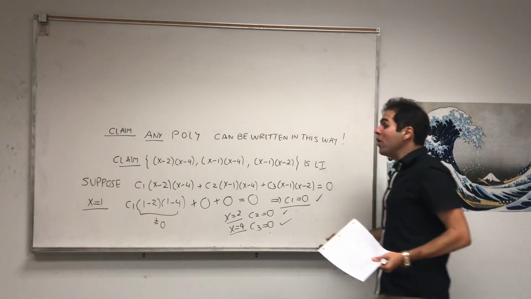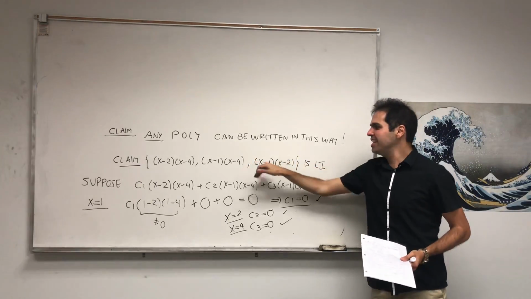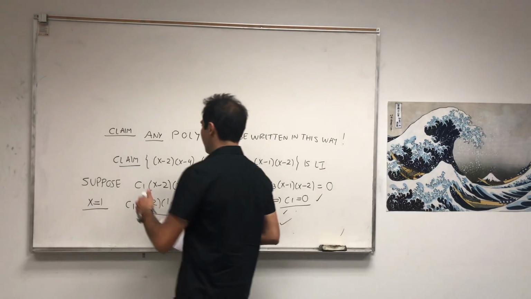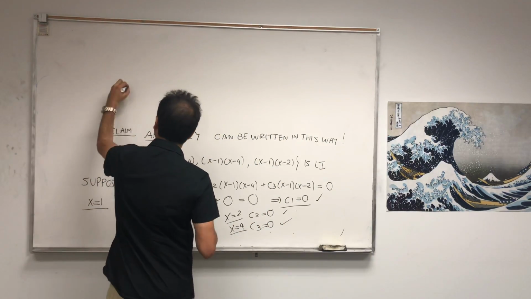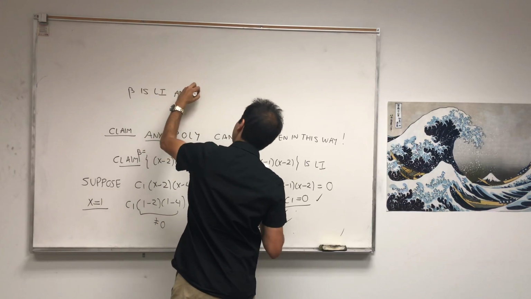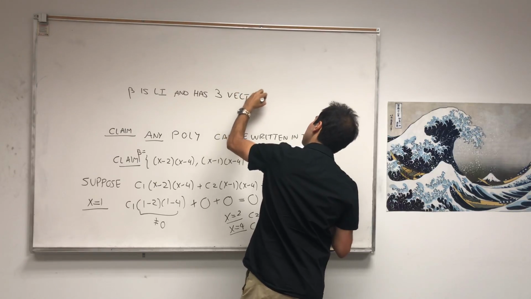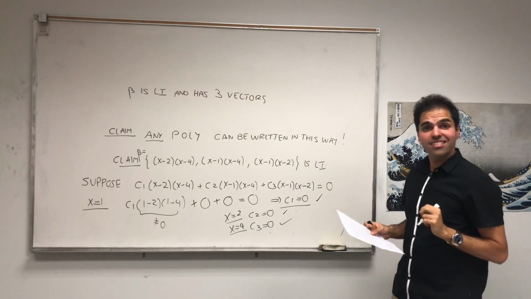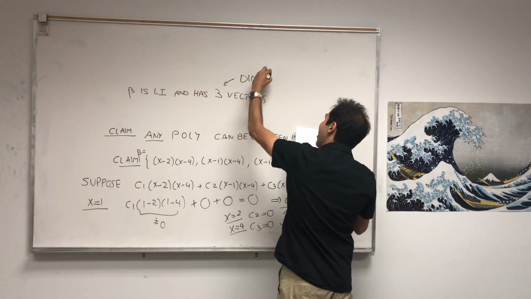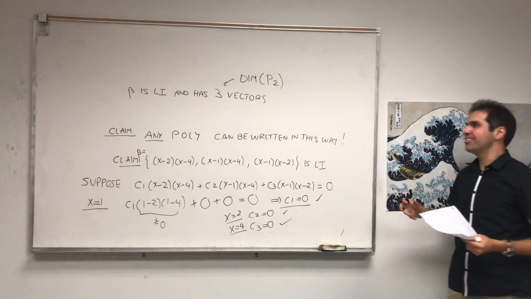But how in the world does that show us it spans? Here's the cool thing. We have this linearly independent set with 3 vectors. So beta is linearly independent and has 3 vectors. And the fact that it has 3 vectors is important because it's precisely the dimension of the set of polynomials of degree less than or equal to 2.